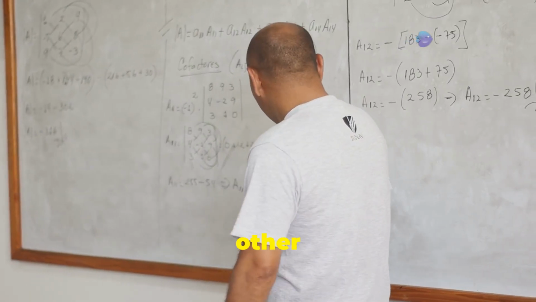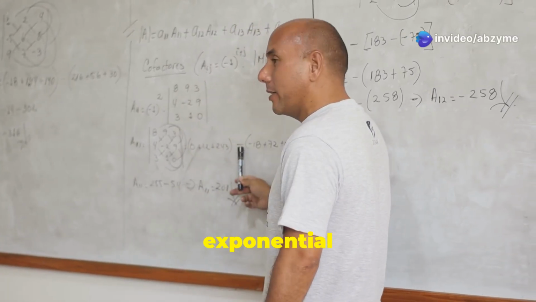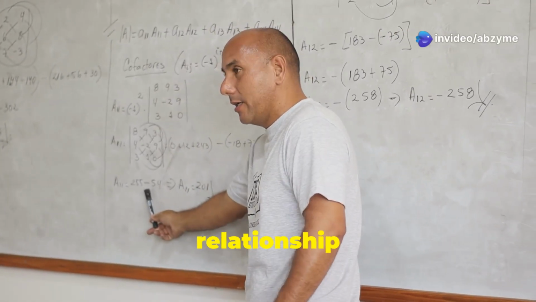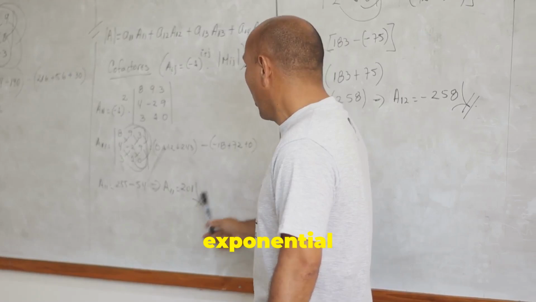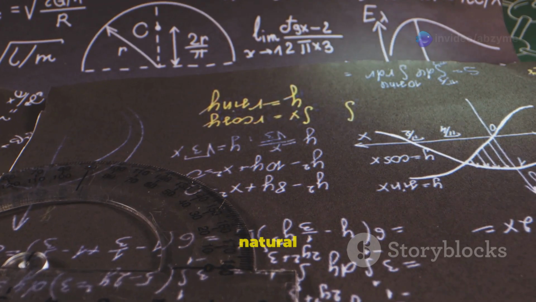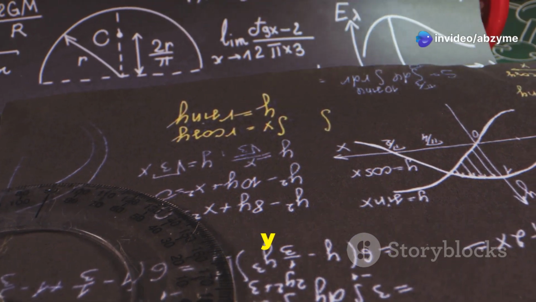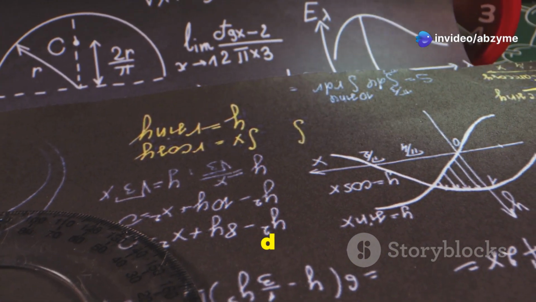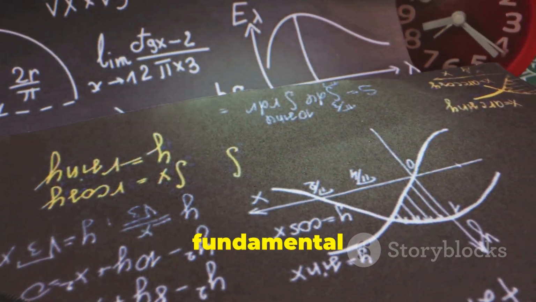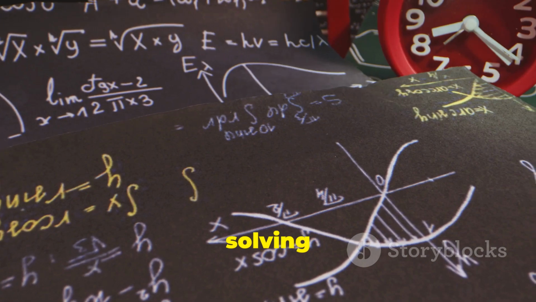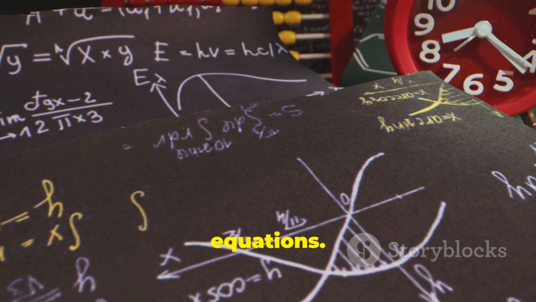Logarithmic functions, on the other hand, are the inverse of exponential functions. This inverse relationship is crucial because it allows us to solve equations involving exponential growth or decay by transforming them into simpler logarithmic equations. The derivative of the natural logarithmic function, y equals ln x, is given by d over dx of ln x equals 1 over x. This derivative is fundamental in calculus because it helps in solving integrals and differential equations.